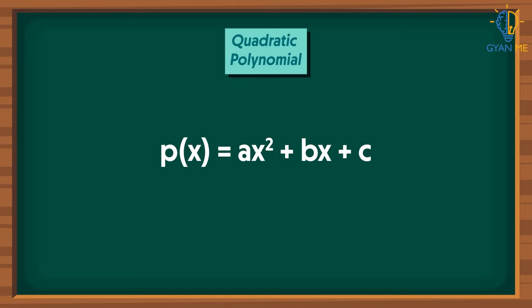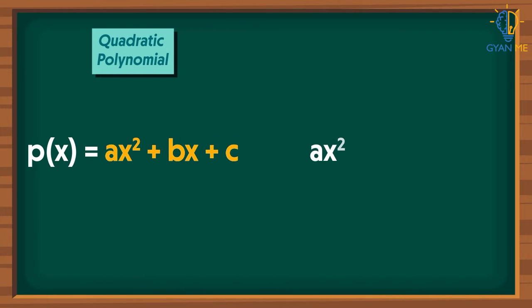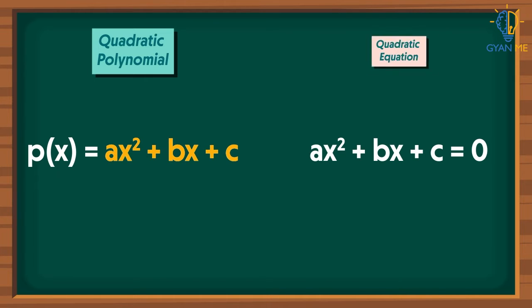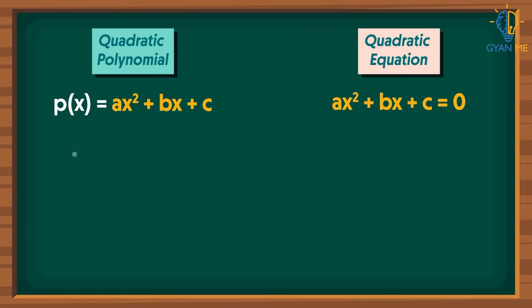The highest degree of variable in quadratic polynomial is 2 and its standard form is ax square plus bx plus c. Now if we equate this quadratic polynomial to 0, it will change to an equation which we call as quadratic equation of the form ax square plus bx plus c equal to 0. For example, 2x square plus x minus 300 is a polynomial. If we equate it to 0, it becomes a quadratic equation.